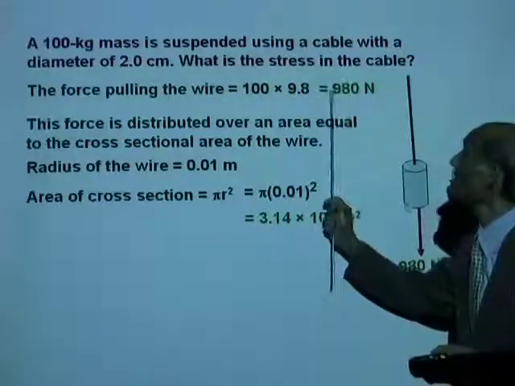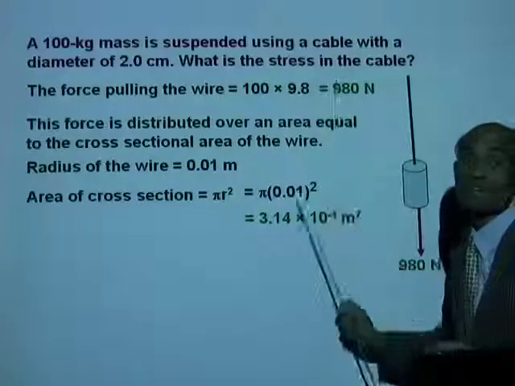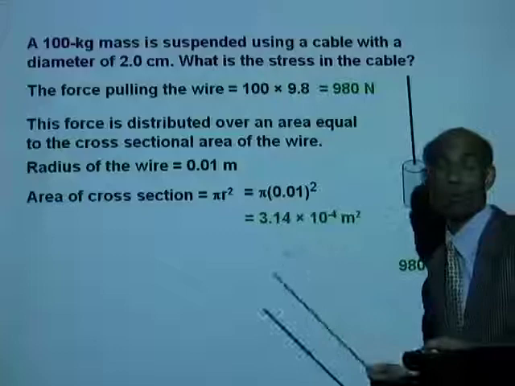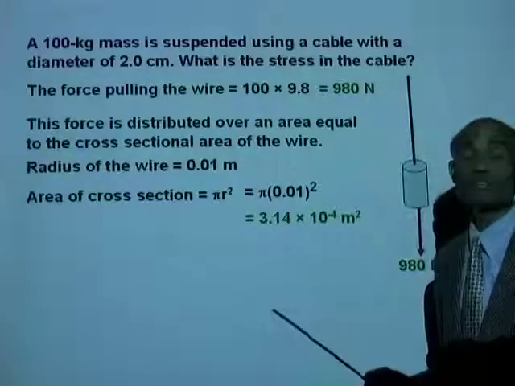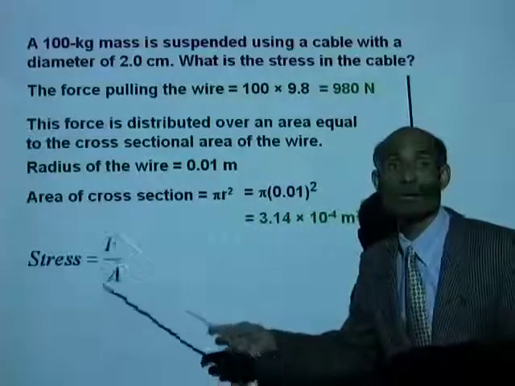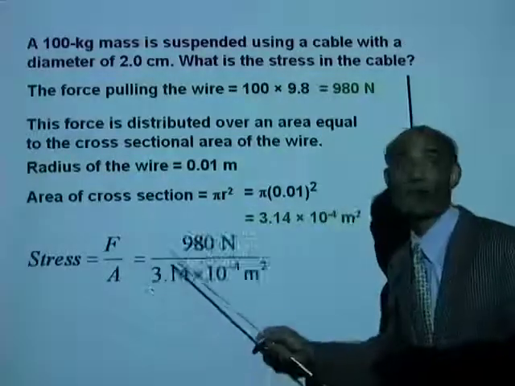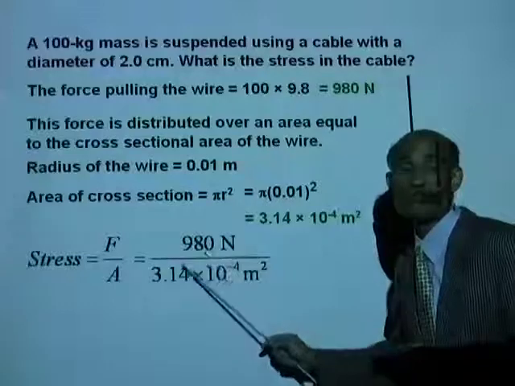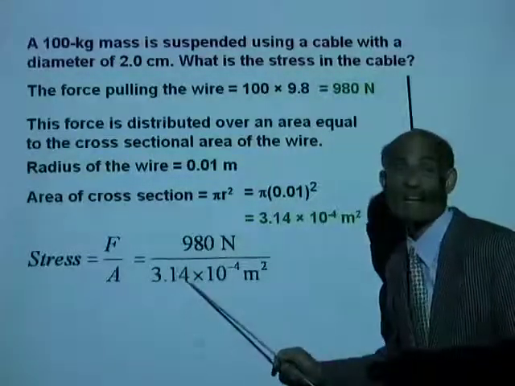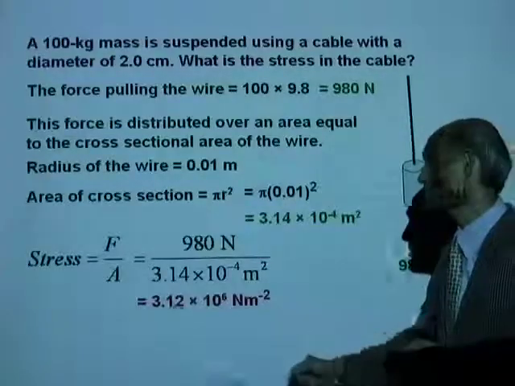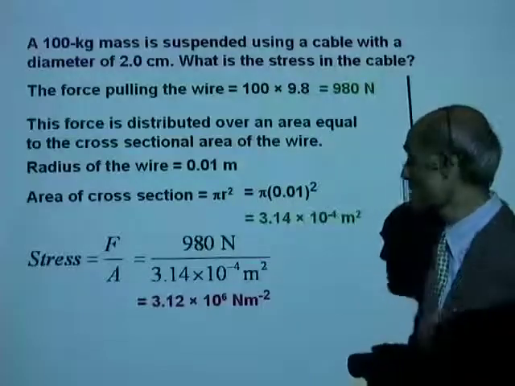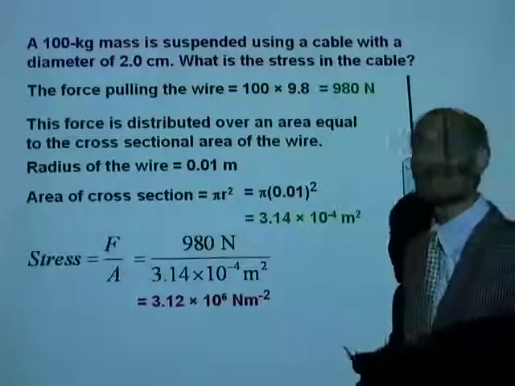So a force of 980 Newton is acting on an area of 3.14 times 10 to the negative 4 meter squared. What is stress? Stress is force per unit area, and that will be the amount of force divided by the area on which that force is acting. Therefore, the stress is 3.12 times 10 to the power 6 Newton per meter squared.